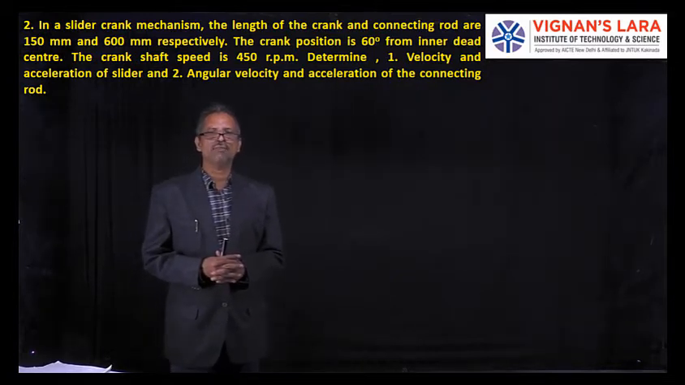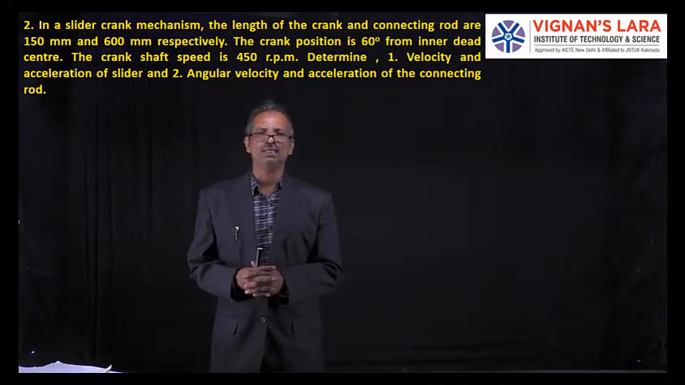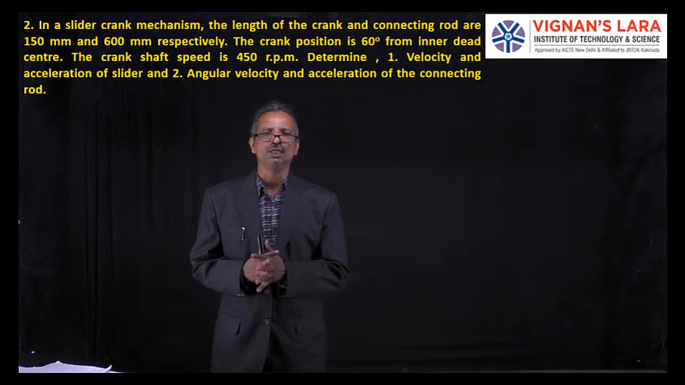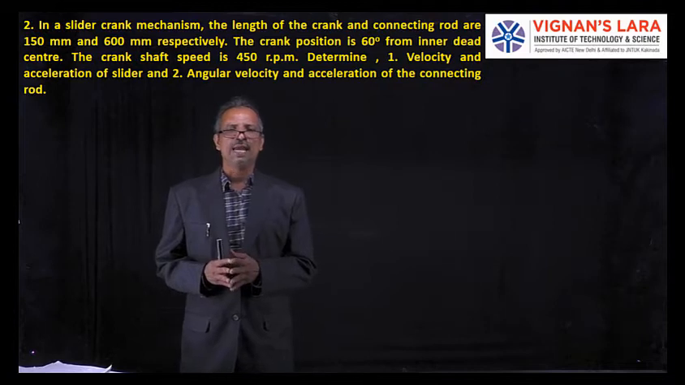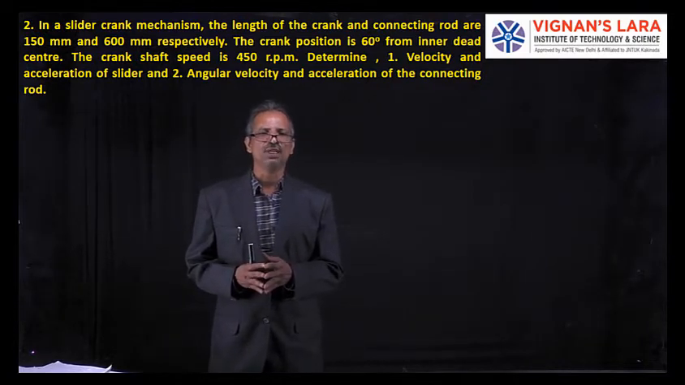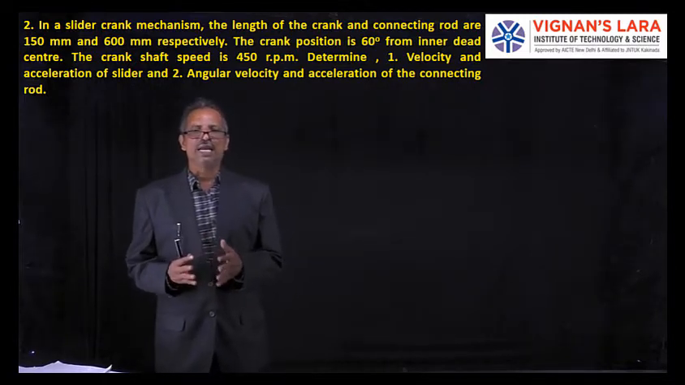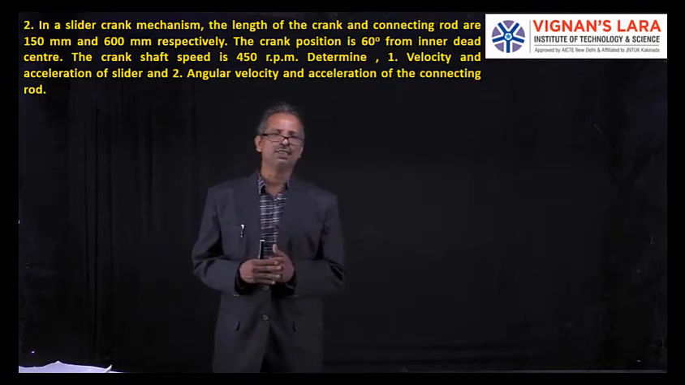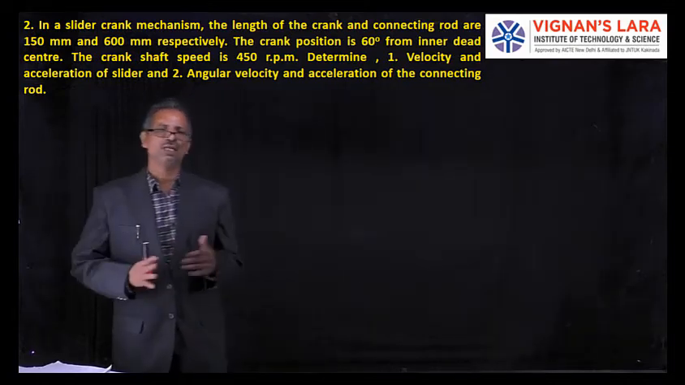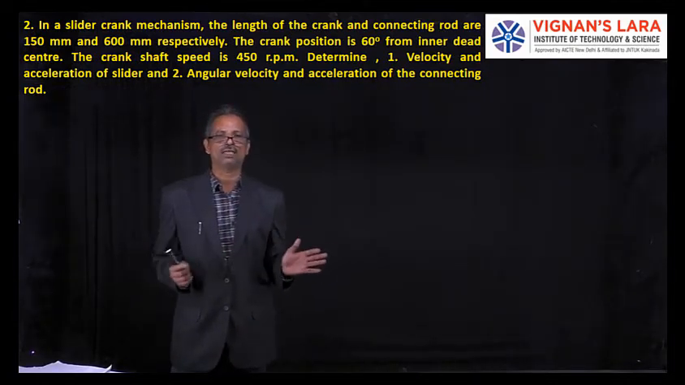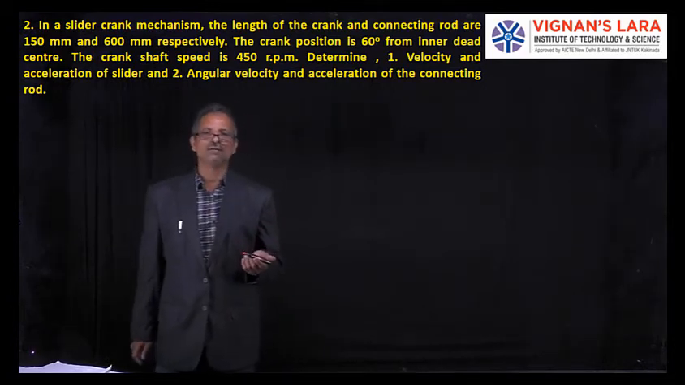In a slider crank mechanism, the lengths of the crank and connecting rod are 150 and 600 mm respectively. The crank position is 60 degrees from the inner dead center. The crankshaft speed is 450 rpm. Determine, first, the velocity and acceleration of the slider, and second, the angular velocity and acceleration of the connecting rod. So it covers almost whatever we have discussed till now, lecture 1 and lecture 2 entire part. So the equations we use here, we will directly substitute and solve this problem.